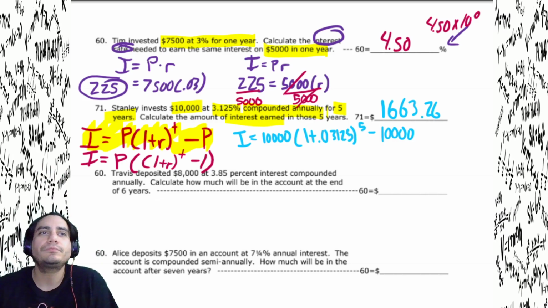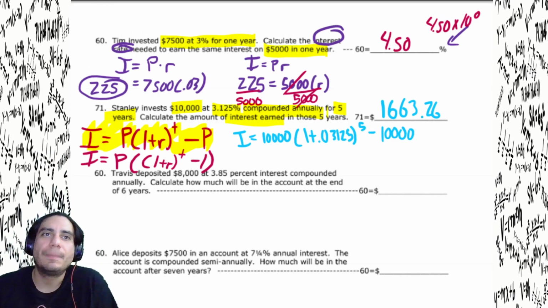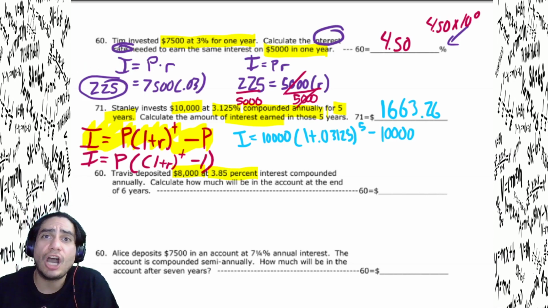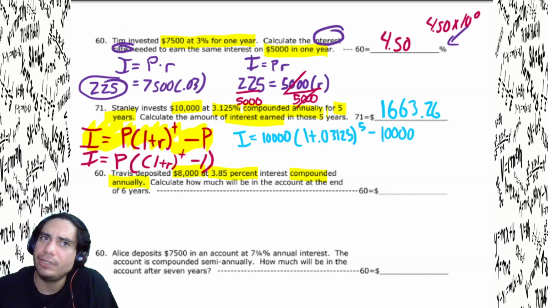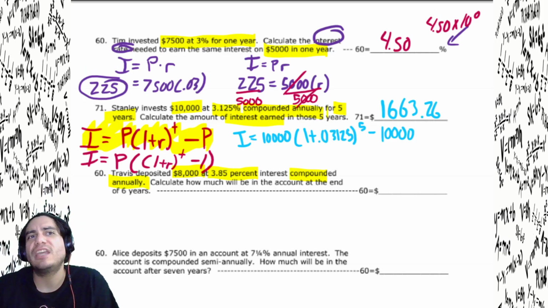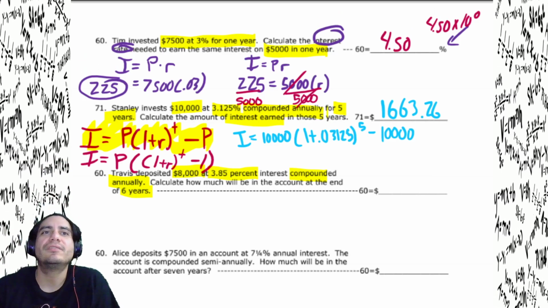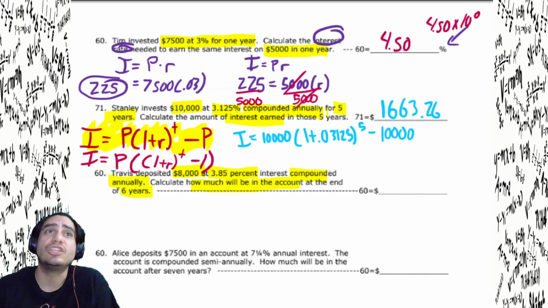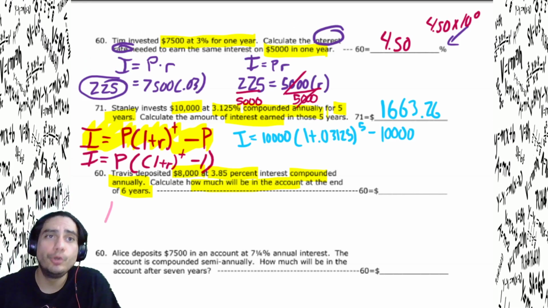Let's do the next problem. We got this guy Travis. Deposited $8,000. 3.85% interest compounded annually. That's what I like to hear. Easy problem. How much money will be in the account at the end of 6 years? How much will be in the account? We don't need that interest. We're just going to do that regular accrued amount formula.